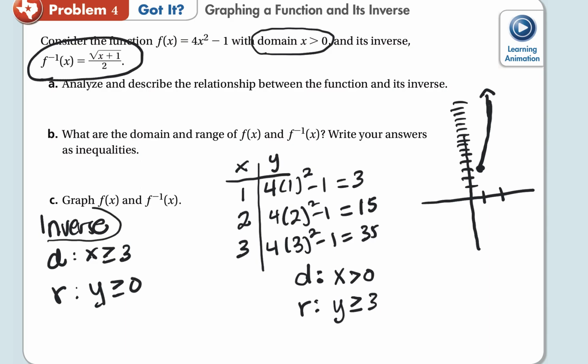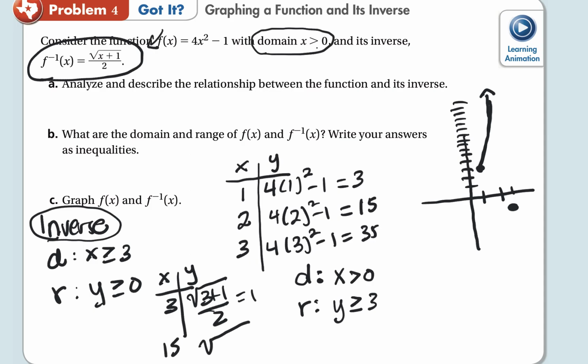So what we need to do is graph this function to see if that happens. So if we use 3, and I'm going to make a table, and there's the inverse. If I use 3, it's going to be the square root of 3 plus 1, and then divided by 2. So 3 plus 1 is 4. Square root of 4 is 2. 2 divided by 2 is 1. So we have 3, 1. So the next one that we probably want to use is 15.